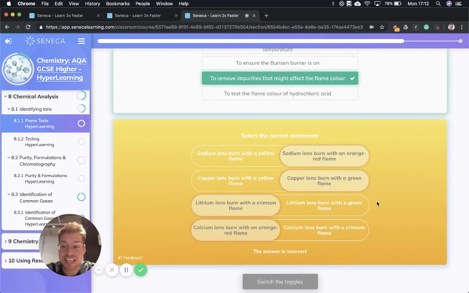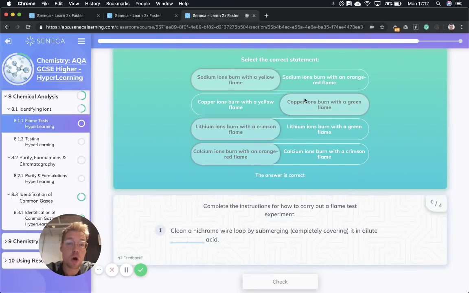Let's go over those colors again. They're so important. Guaranteed marks. Let's do it. Sodium ions, what color do they go with? They go with a yellow flame. Copper ions go with a green flame. Lithium, crimson. Calcium, orange-red.